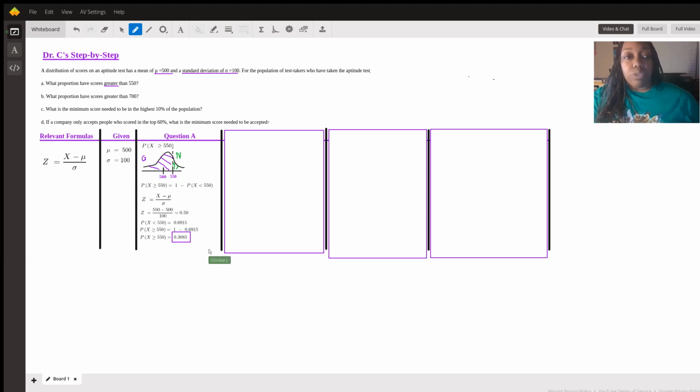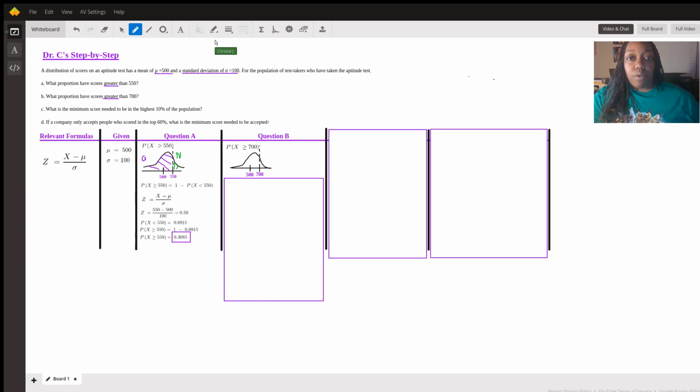Okay. Second problem, it says, what proportion have scores greater than 700? So the key word here, again, is greater. So we have the score of X being greater than 700. We're going to draw it again. So again, when we look it up, we're going to get the area to the left. So we're going to shade it in, and we're going to put G for given. However, based on the prompt, that's not what we need. We need the area to the right, and we're going to put N for need.